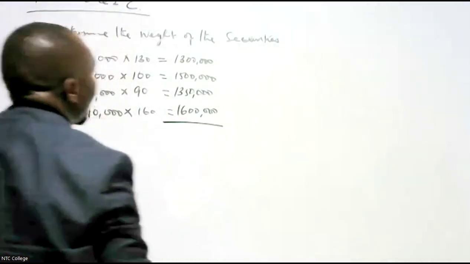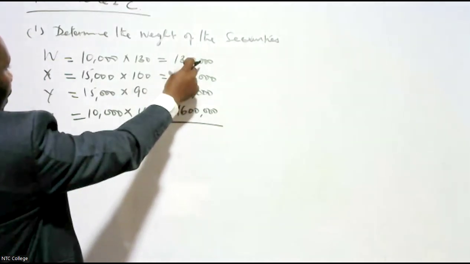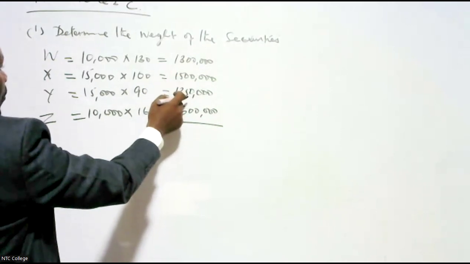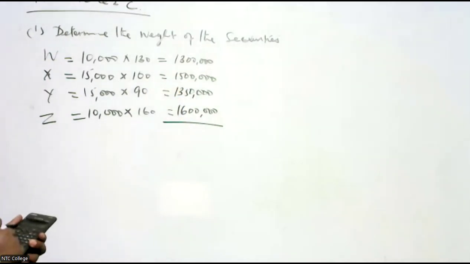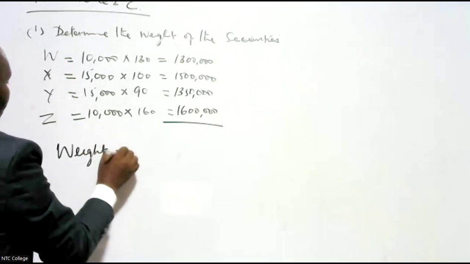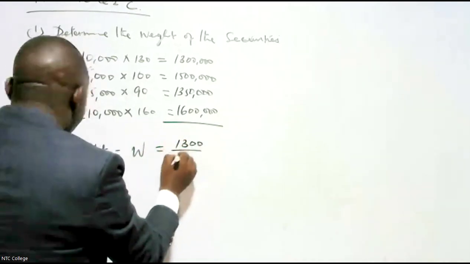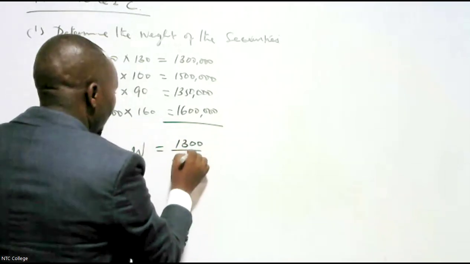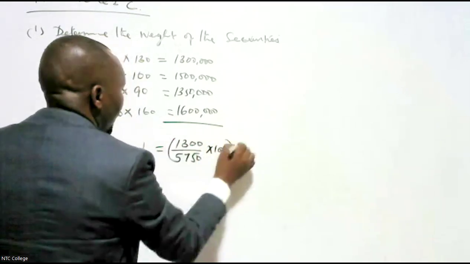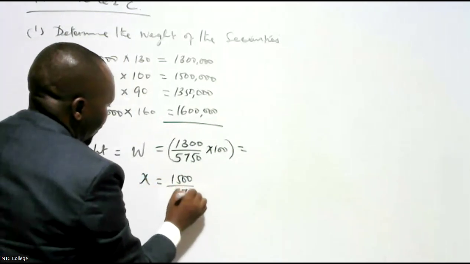So here, we can be able to get a total. The total there looks like 290. This and this is 290, 2.9. 2.9 and this one is 2.85. So 2.9 plus 2.85 gives 5750. So our weight for W is 130 over 5750 times 100. Then weight for X, we have 15 over 5750 times 100.